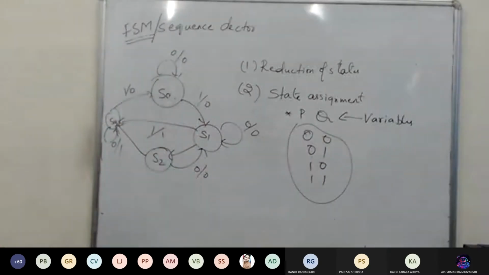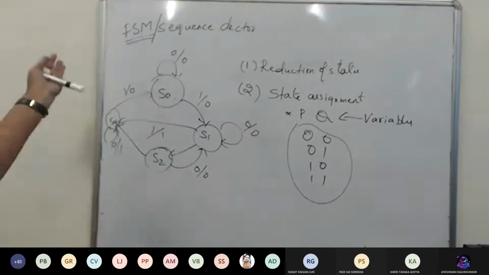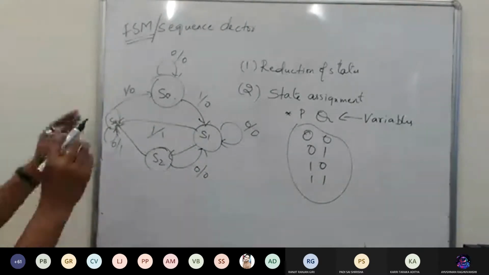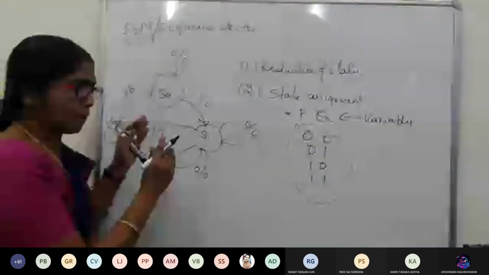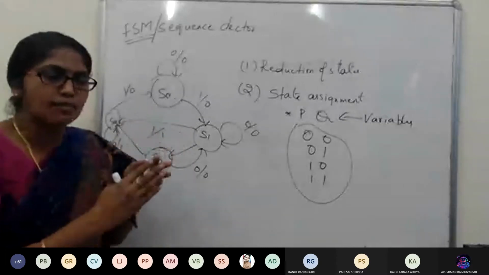Now, going to map the states with these particular values. Please try to understand. I am trying to map that. One is the variable selection, the number of variable selections.